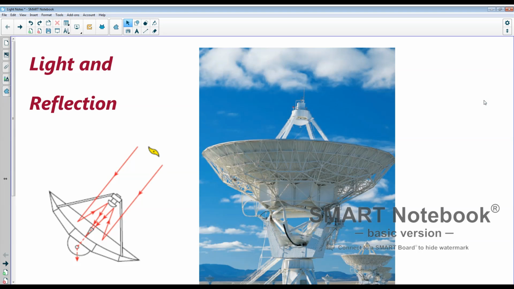Hey guys, I wanted to give you an introduction to light, which is obviously going to be our last unit in the whole physics course. Generally, we would do a light unit and then also a unit on electricity and magnetism, but obviously we're moving at a much slower pace.